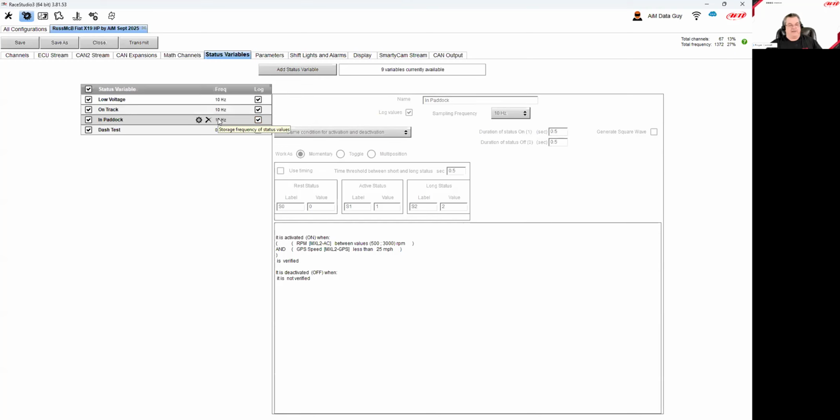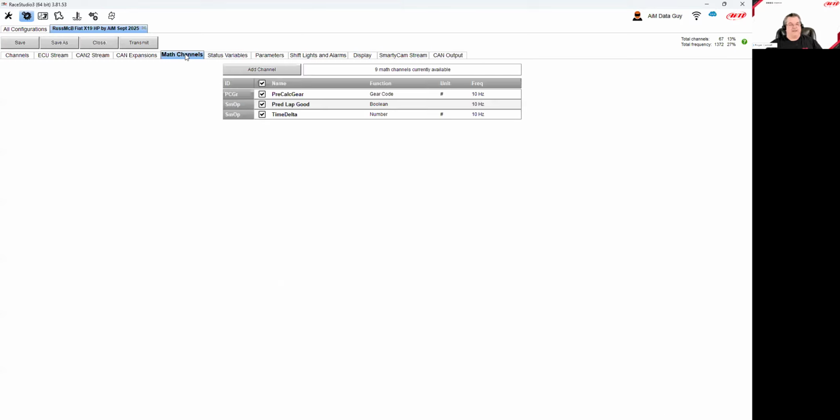And the in paddock one was pretty much the opposite of that. If the RPM values were between 500 and 3,000 and the car was going less than 25 miles per hour, he thought that was a good time to assume you were not out on the track, but driving around the paddock. So he has an on track and an in paddock setup there. That was pretty handy. So, the low voltage status variable, and then of course his math channels that he had built. He wanted some predictive lap timing stuff on there as well, and so we built those for him.